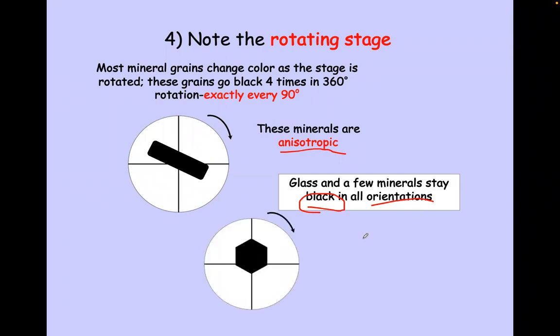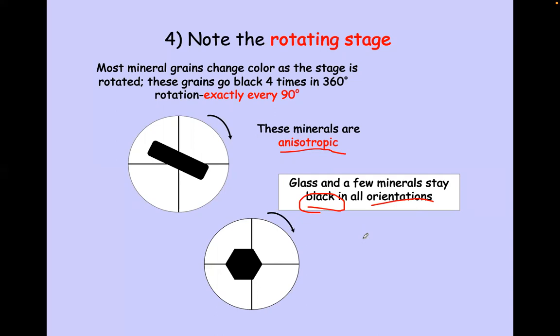So always remains black, unlike the previous situation. These minerals are called isotropic minerals. So the minerals which remain dark every time under the CPL, cross polarized light, those minerals are called isotropic minerals.